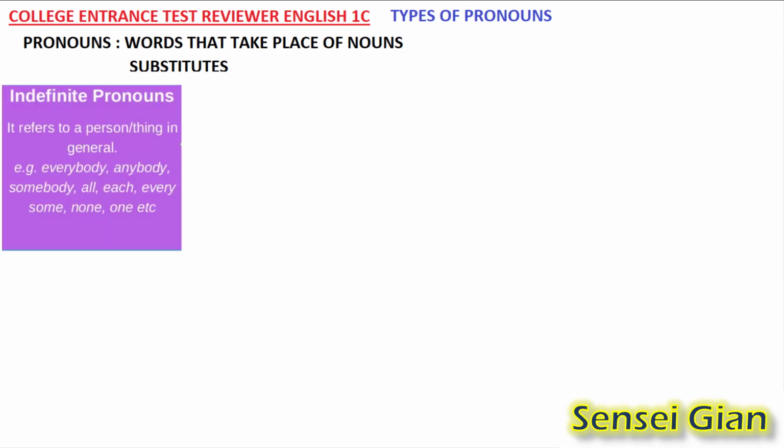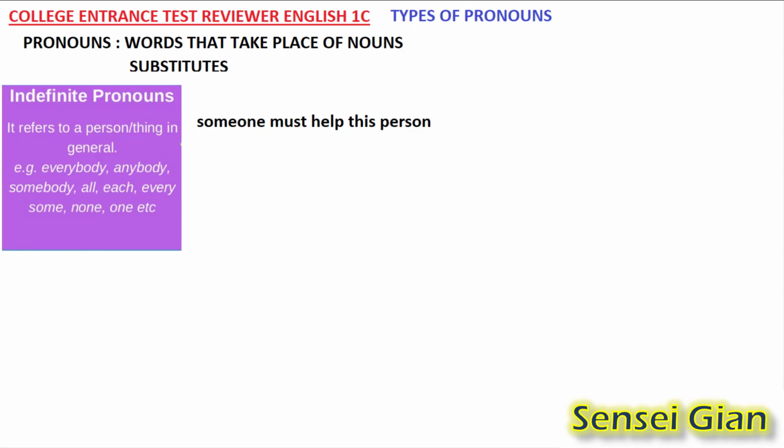So that's it. Indefinite pronouns are always about things in general. So it refers to the noun in general. How about this one? Someone must help in person. It's in general. Any person or someone here must help this person.